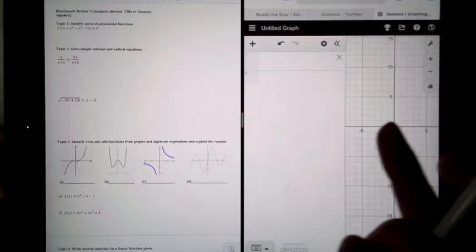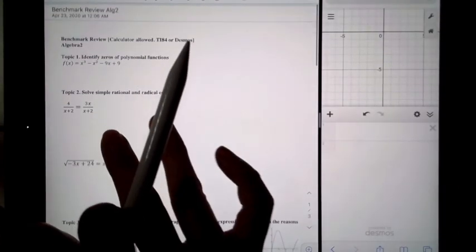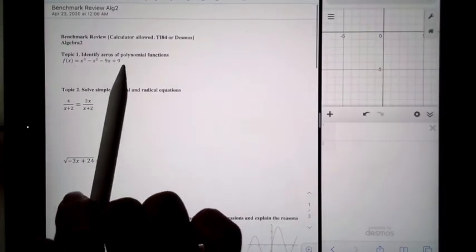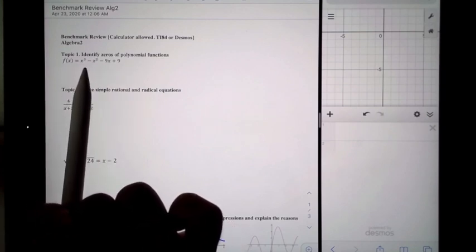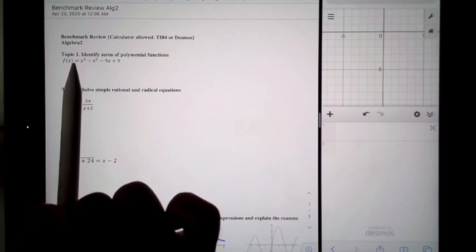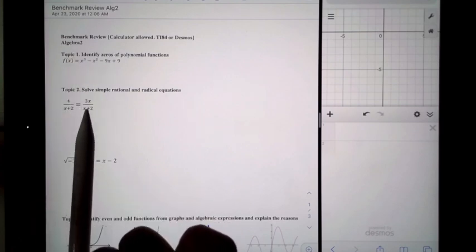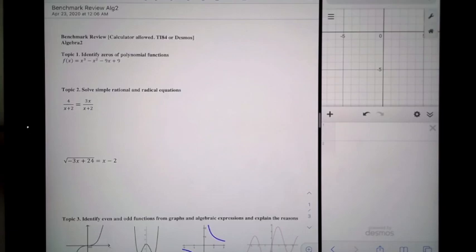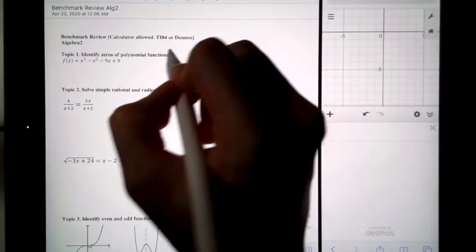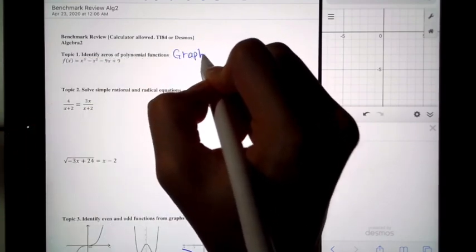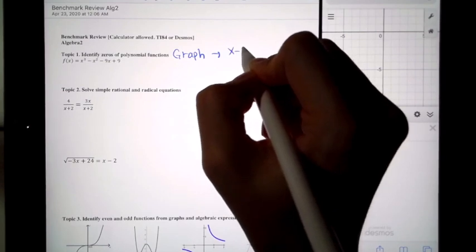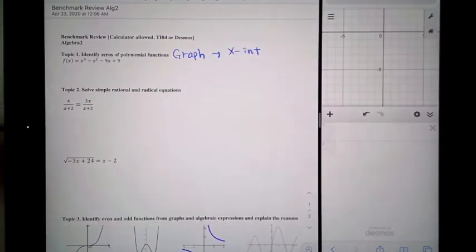Okay, I want to do this dual page. So let's look at the question, guys. This one says identify zeros of the polynomial, right? When we learned this polynomial, we did factoring or synthetic division, right? But this time you can use a graphing calculator. So identify zeros, graph, and then get x-intercepts. So we will get zeros like this, all right?